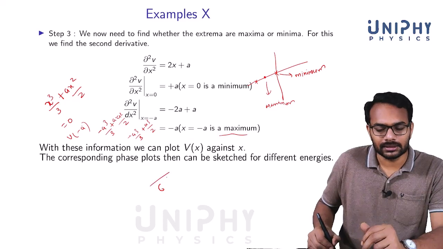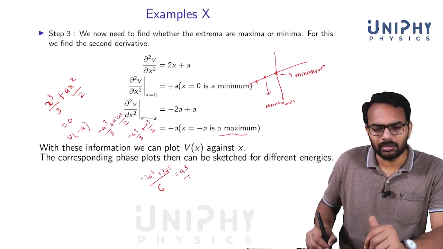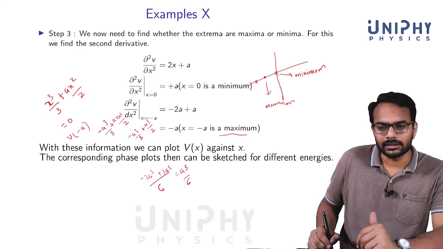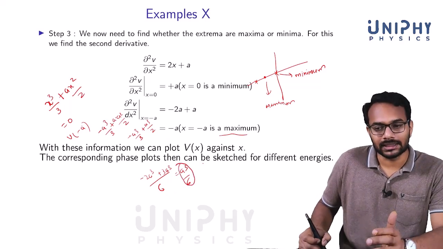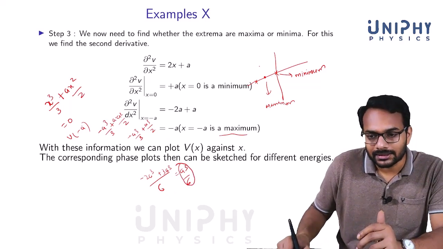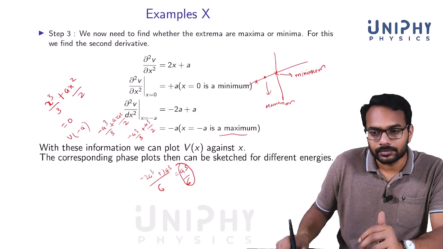It's minus 2a cubed plus 3a cubed over 6, so it's a cubed by 6. Am I right? Yeah, it's a cubed by 6. So the value of the potential energy is positive, a cubed by 6, and we know that it's the maximum. So the maximum height is about a cubed divided by 6.